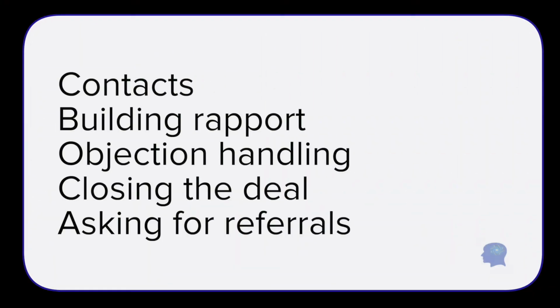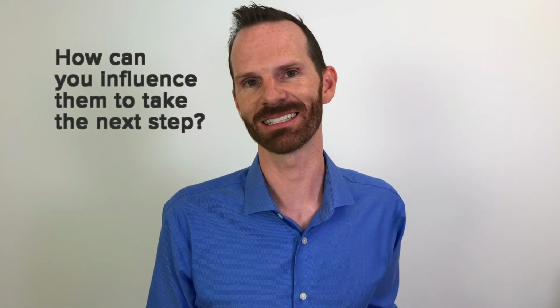So what's the next step? My question to you is, how and where do you want to influence more? Take a look at every step of your sales process or your level of leadership. Maybe you want to apply the Behavior Matrix profiling in making contacts. Maybe it's in building rapport or objection handling. Maybe it's in closing the deal or asking for referrals. See where you can apply the Behavior Matrix profiling system in your life right now. How can you influence them to take the next step?